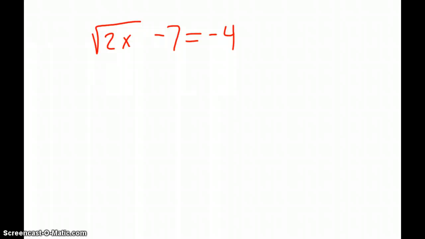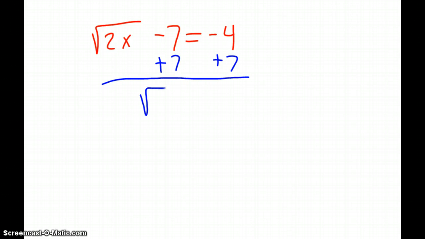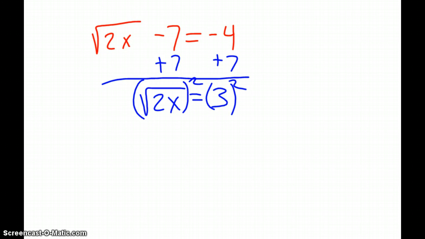Our next example is just a different form of our solving using squares to get rid of square roots. Now you notice here I don't have the square root by itself. I have radical 2x minus 7 equals negative 4. In order to square, I must first get my radical by itself. So I have radical 2x equals 3. Now when I have a radical by itself, I can square both sides, giving me 2x equals 9, so x is 9 halves.